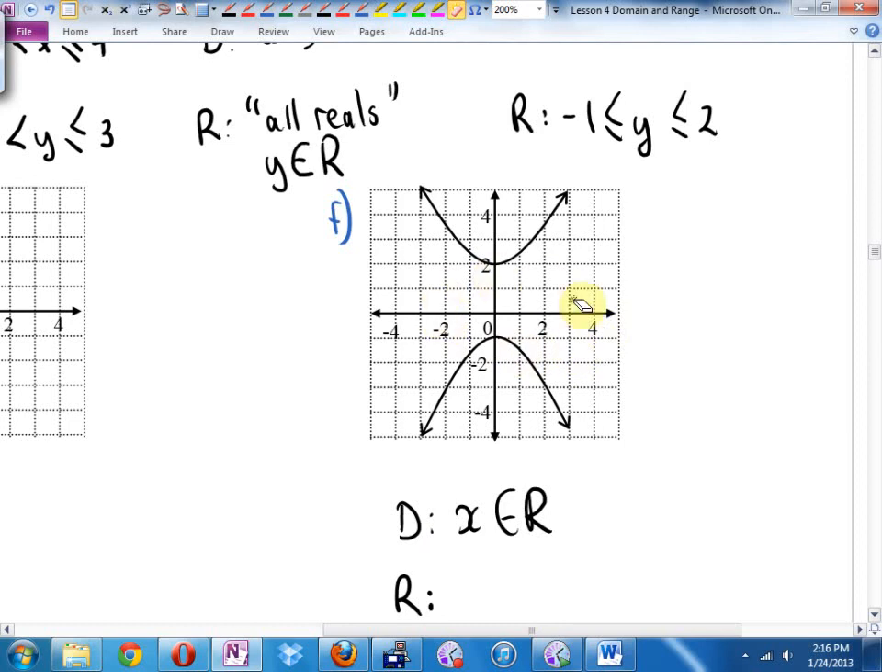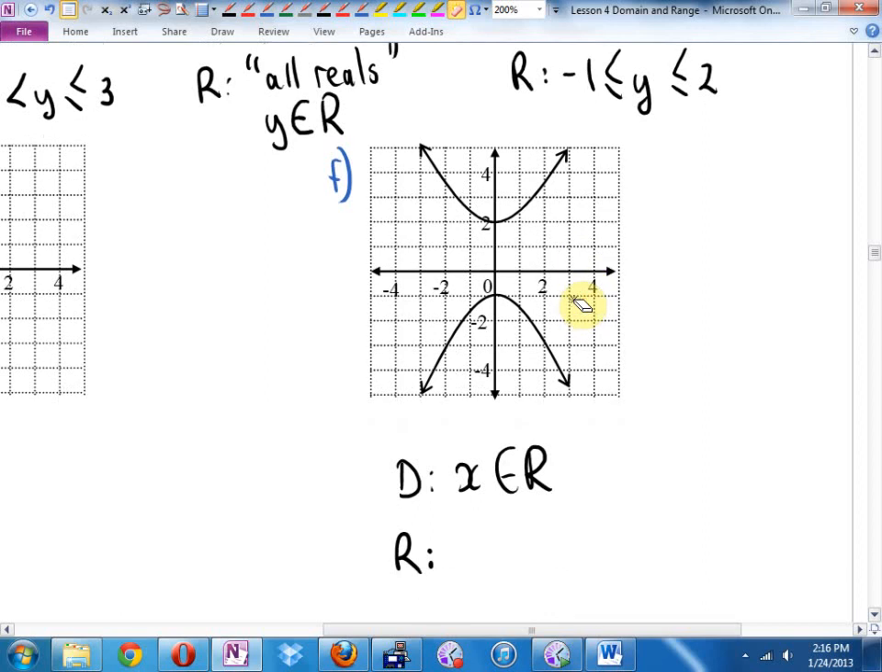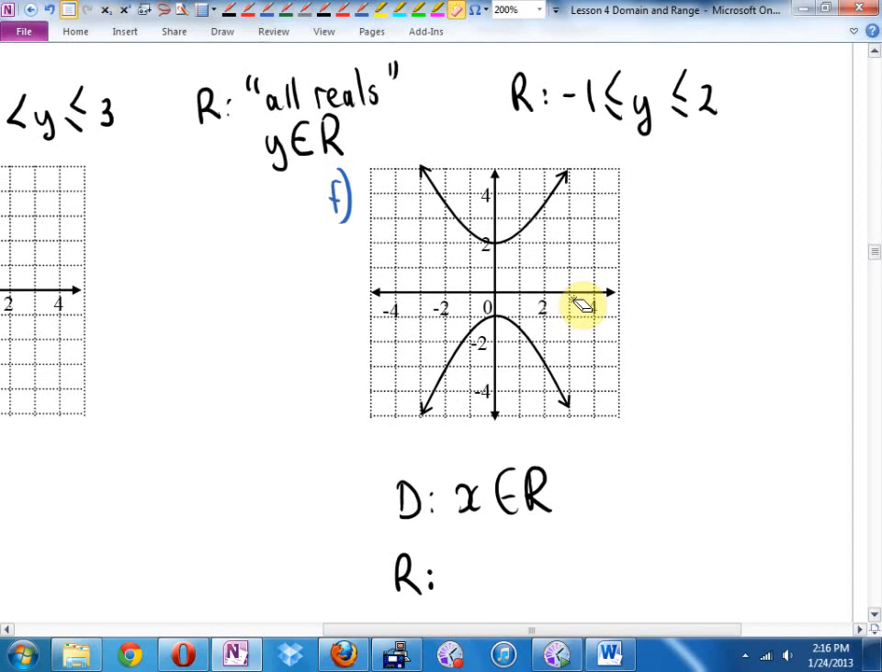Okay, the only way we can do this is to list two separate ranges. The upper one and the lower one. The upper one is, okay, just look at the upper graph. What's the lowest it gets? Everything above 2 and touching. How would I write that? Y, bigger than, greater than, 2 and touching.